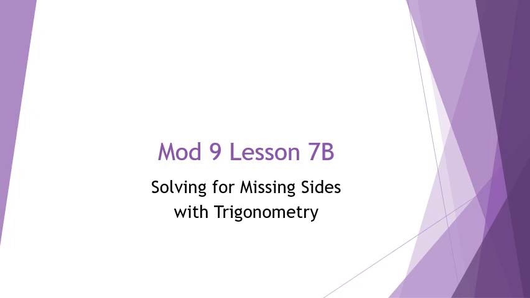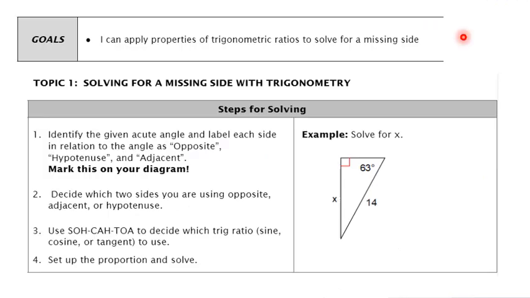This is the lesson for Mod 9, Lesson 7b, Solving for Missing Sides with Trigonometry. The goal of this section is going to be applying our trig ratios we learned from the previous section to solve for a missing side.